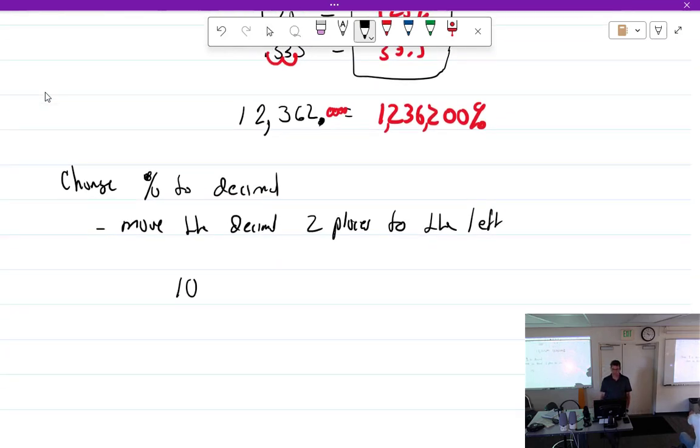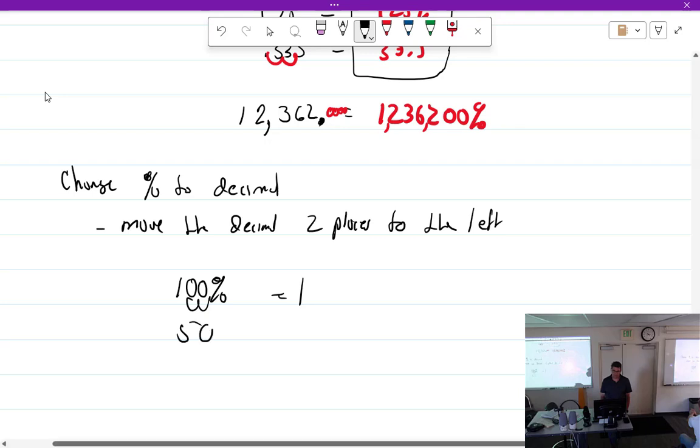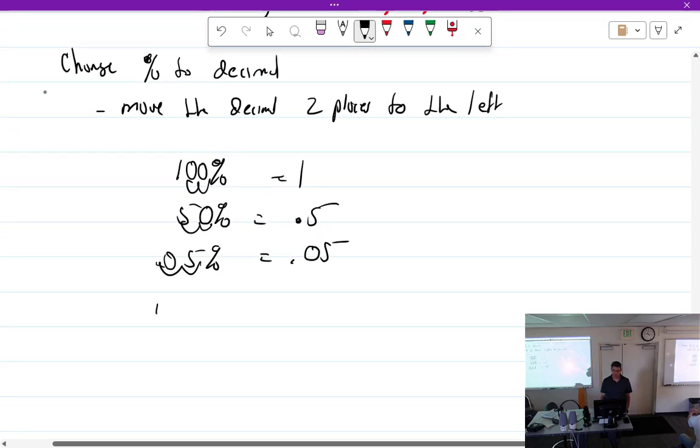So 100% becomes 1. 50% equals 0.5. 5% equals 0.05. And 150% equals 1.5. Okay.